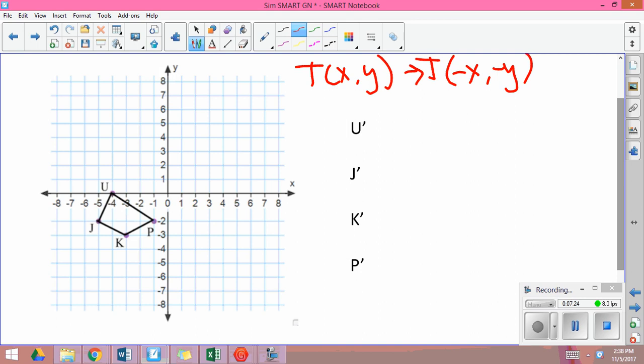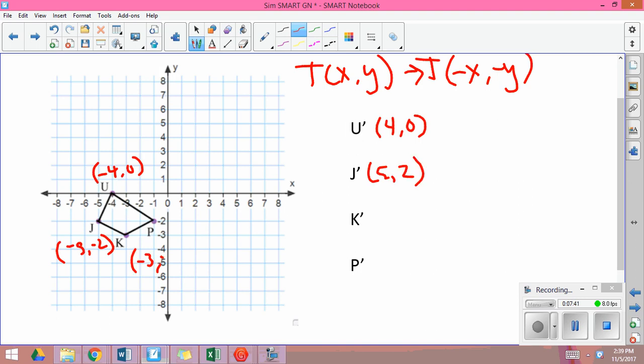So when I look at these signs, -4, 0, that's going to become 4, 0 because 0 doesn't have a sign. J is at -5, -2. That's going to become 5, 2. K is at -3, -3. K prime will become 3, 3. P is at -1, -2. So P prime will be 1, 2. And when you go to graph it, you can already see that that is 180 degrees.